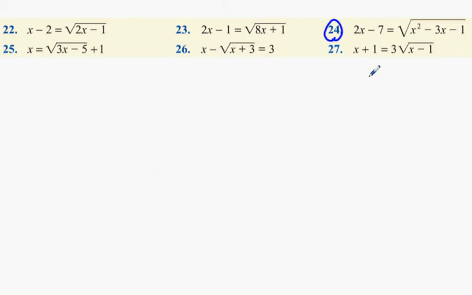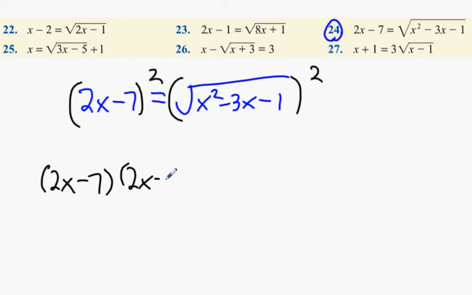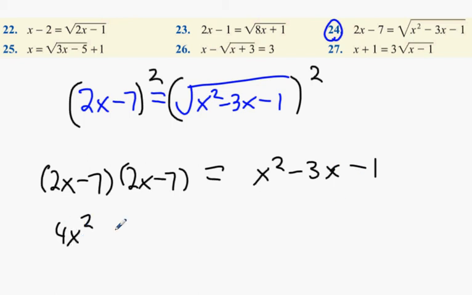So, as an example, 2x minus 7 equals the square root of x squared minus 3x minus 1. Take a wild guess on what to do next. Square both sides. You can't just take away the square root sign. You have to do the same thing to both sides. The same thing to both sides is squaring it. Okay? So 2x minus 7, 2x minus 7, equals x squared minus 3x minus 1. 4x squared minus 28x plus 49.